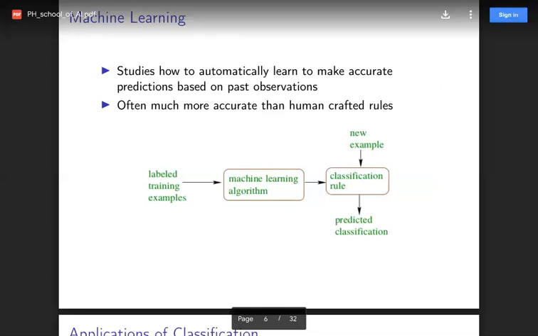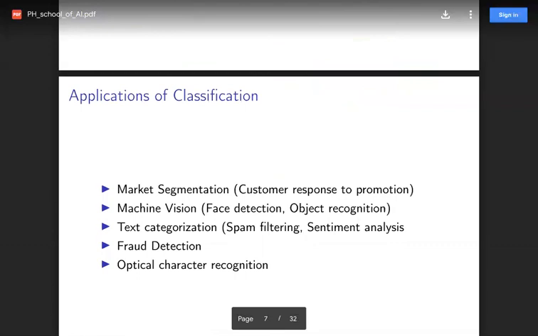So let's look at applications of classification algorithms, like the one I showed: a menu scanner. Another is market segmentation. An advertising agent did some promotions, and you want to segment the customers that respond to promotions. That's an example of classification.